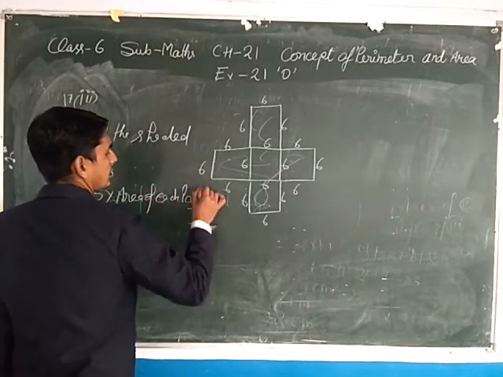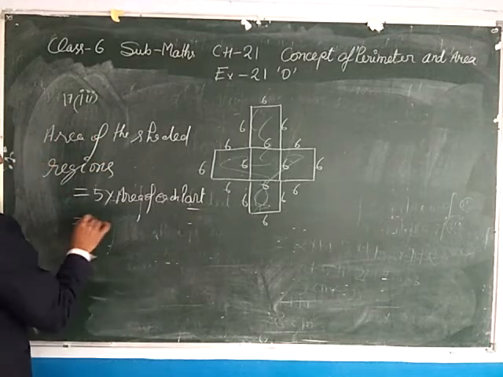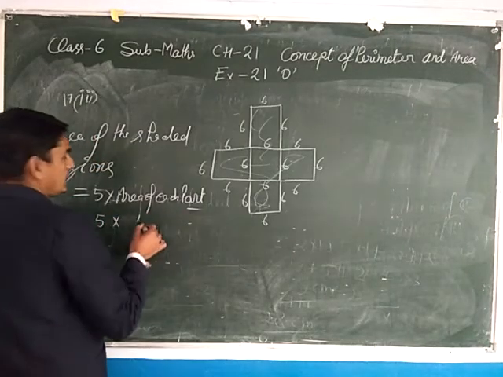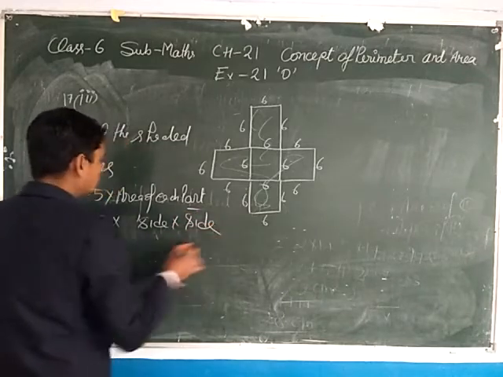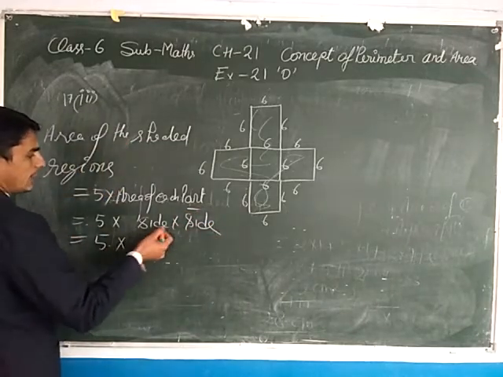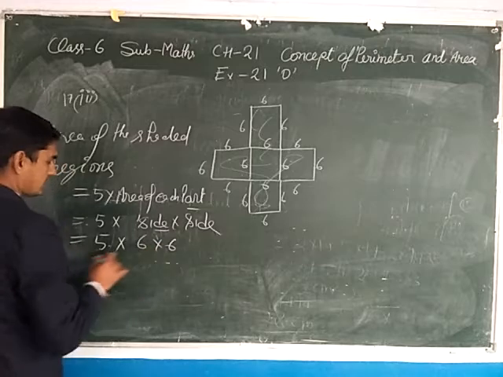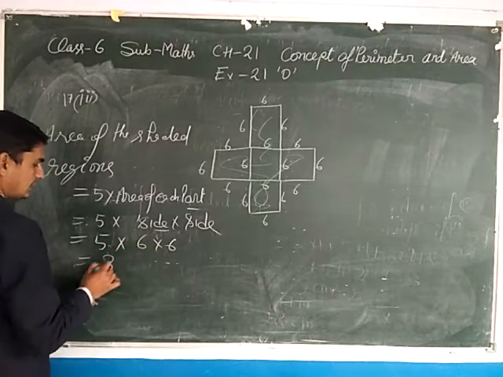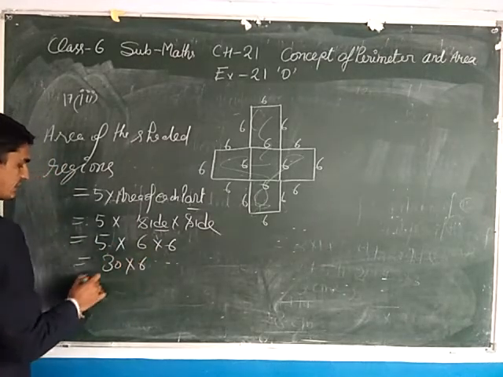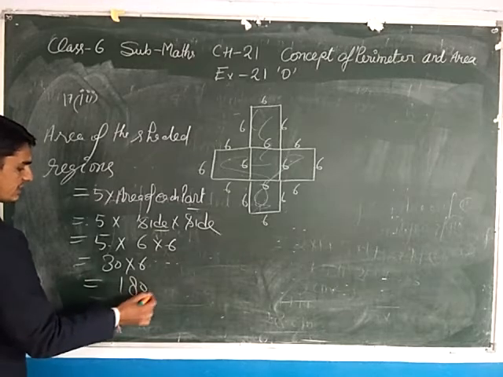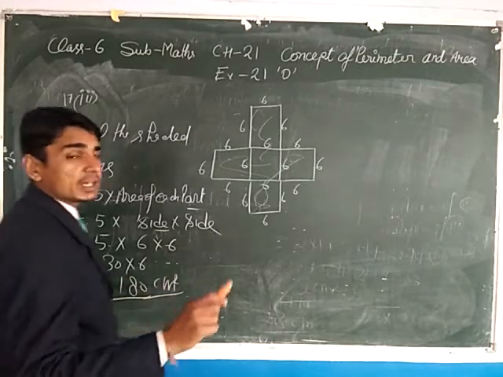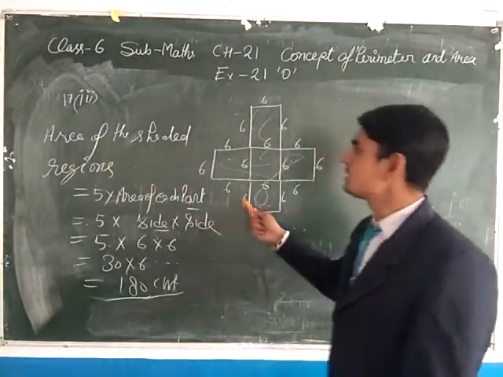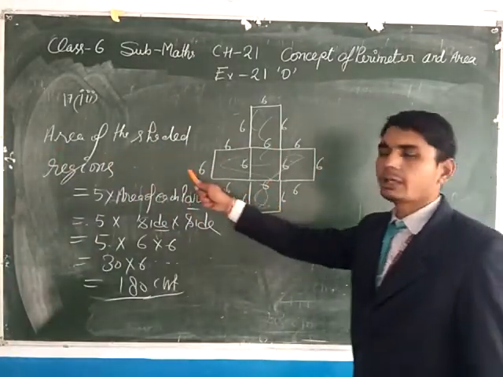Area of each part, so 5 multiply side into side. So 5 multiply side is 6 multiply 6. 6 5s are 30, multiply 6, and 6 3s are 18. 180 centimeter square is the required answer of this part. So tell me students, everyone clear?